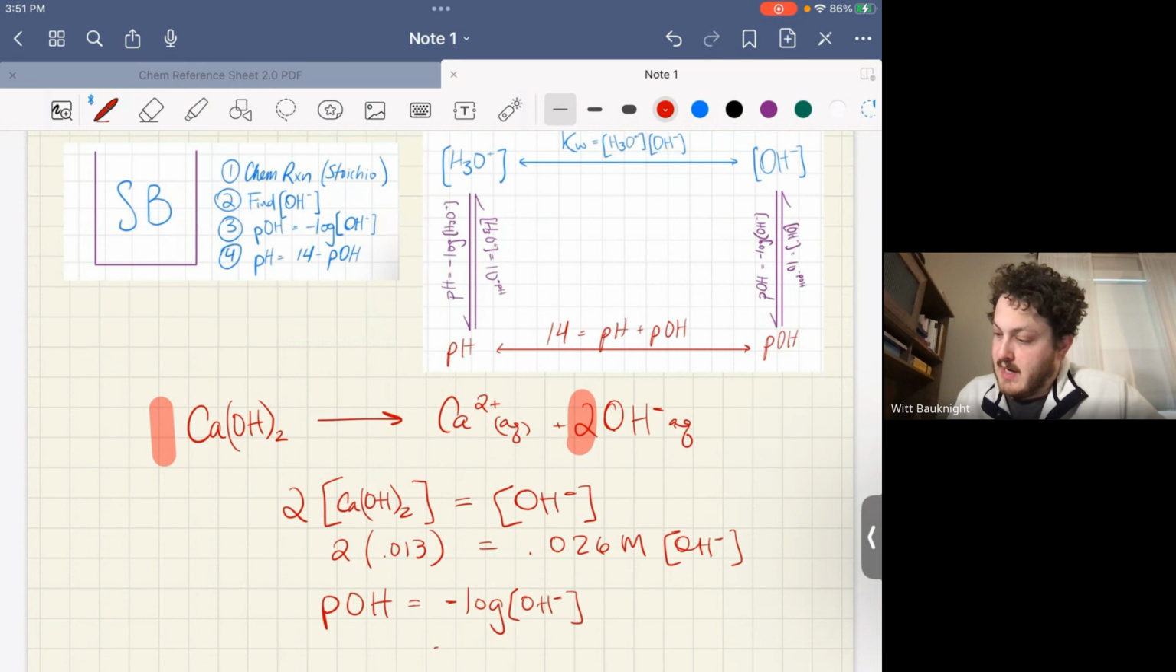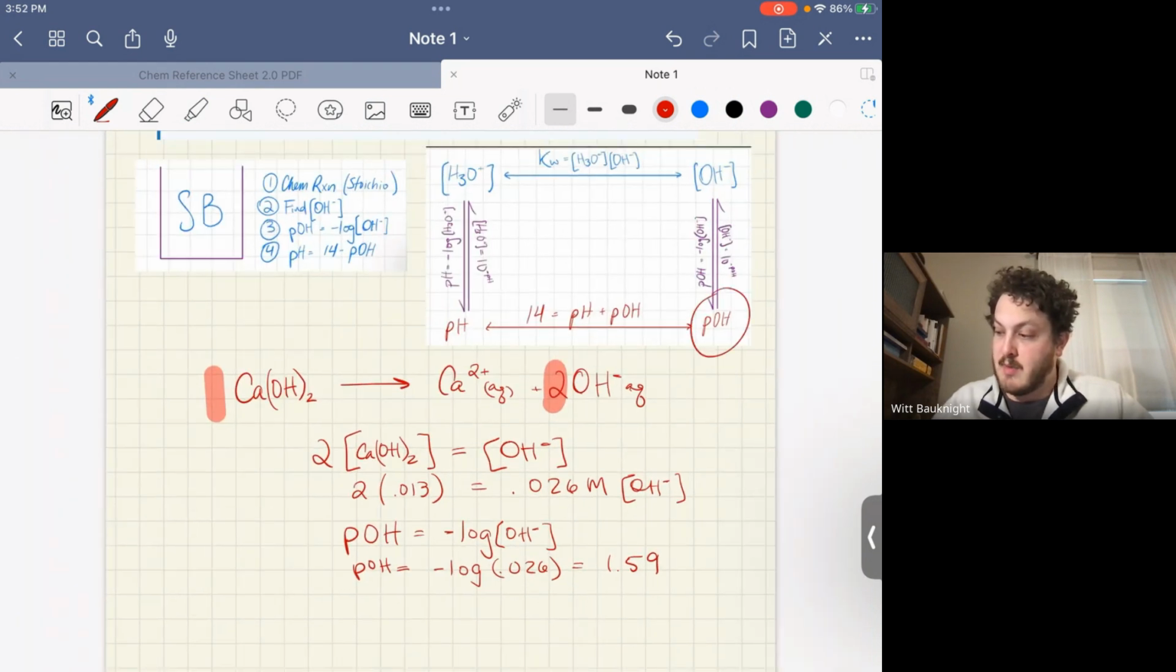So negative log of 0.026 is equal to, type that in my calculator, negative log of 0.026. I get 1.5, I'm going to round it, 9 for my pOH. It's important, don't stop there. We have to do step number 4, which is find the pH.